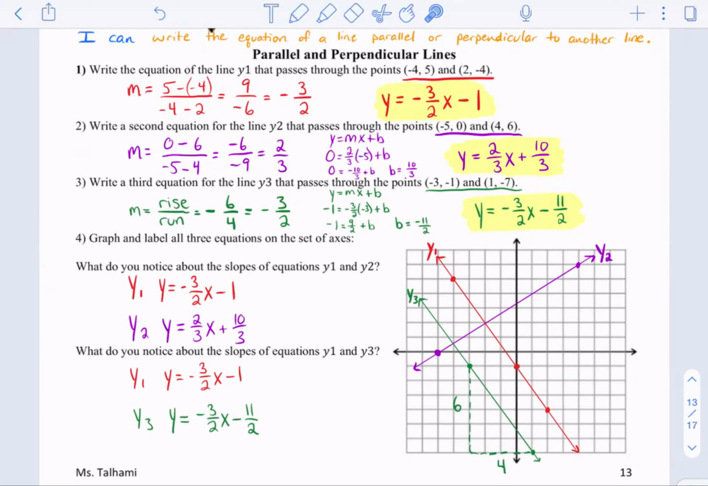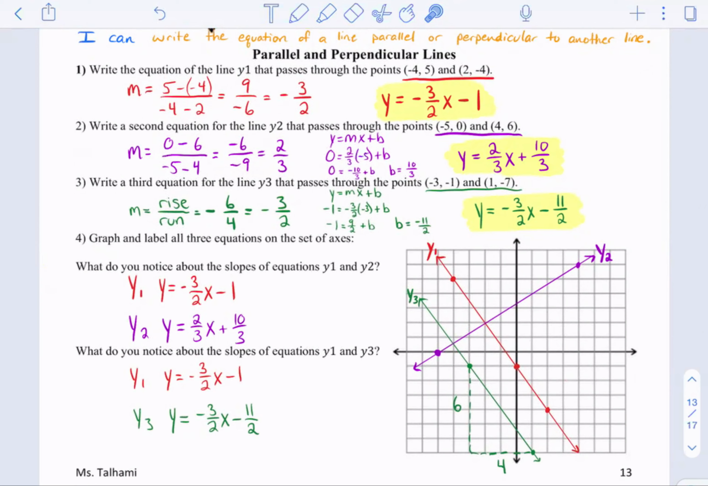Mrs. Talhami was kind enough to already do 1 through 4, written out what the work should look like. But we'll take a brief moment right now just to go over it verbally, just to make sure you remember how to find the slope and the y-intercept so you can create an equation of a line.